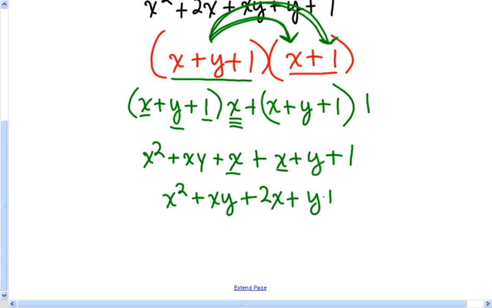And we'll work on this some more tomorrow.